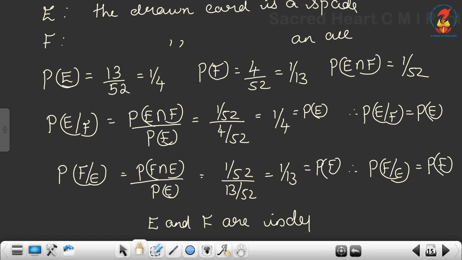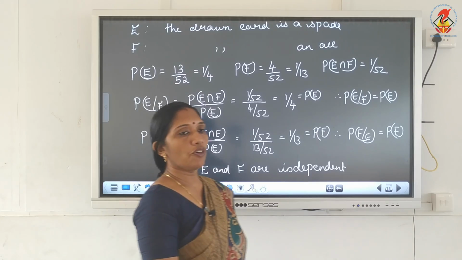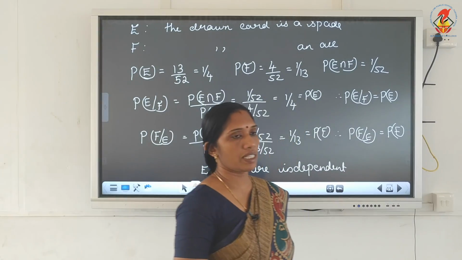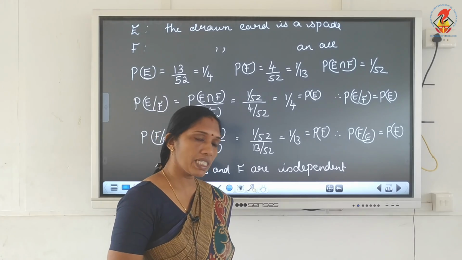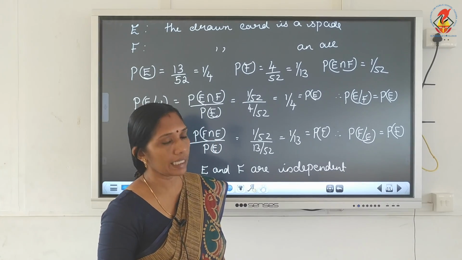So what do you mean by independent? Two events are said to be independent if the probability of occurrence of one of the events is not affected by the occurrence of the other. Such events are known as independent events.